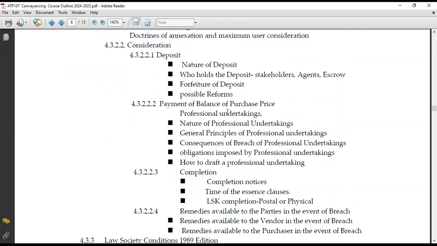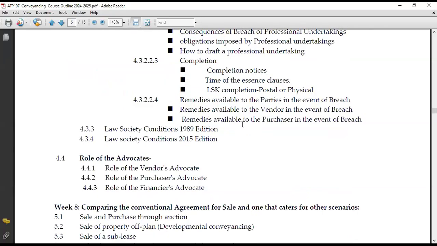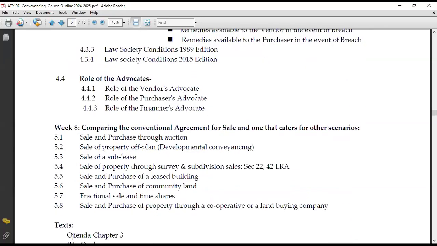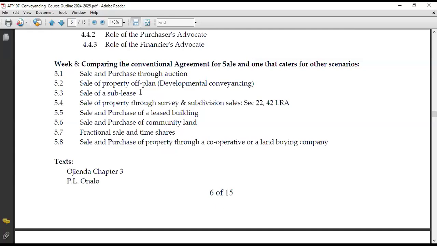Professional undertaking, that's a common question that comes, even drafting it. Role of lawyers, vendors, advocates, purchasers, that's not a difficult area. Now, comparing conventional agreement for sale and others that cater for other scenarios. Sale and purchase through auction, these are questions that have come many times. So you need to know sale and purchase through auction, 5.1. You need to know how it applies.